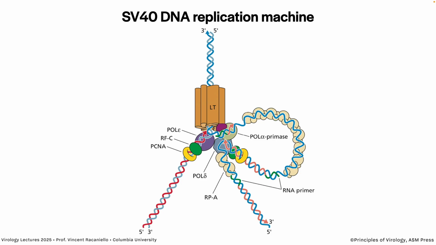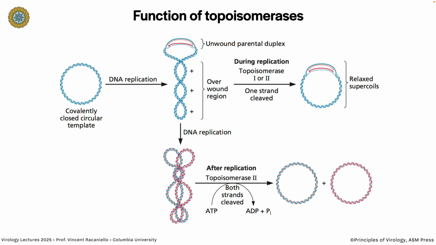There are actually some great movies on YouTube that illustrate this. Here we have large T hexamer, and then we're showing the primase, the RNA primer, and the polymerase epsilon that is making the long DNA. So there's a template. It's being denatured by LT, and then the two strands are being copied at the same time, right? Semi-discontinuous replication.